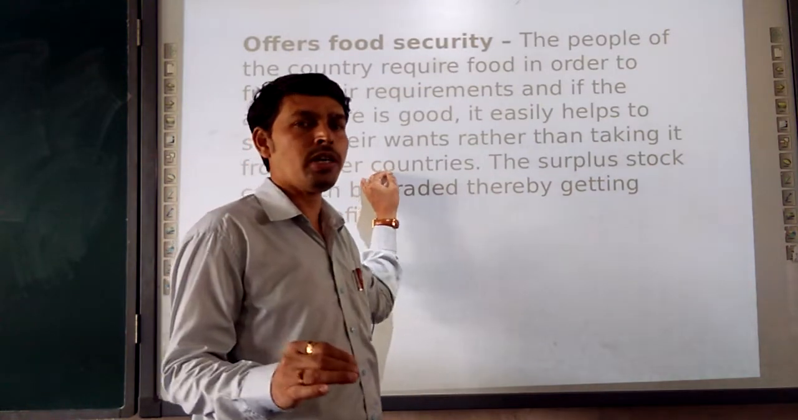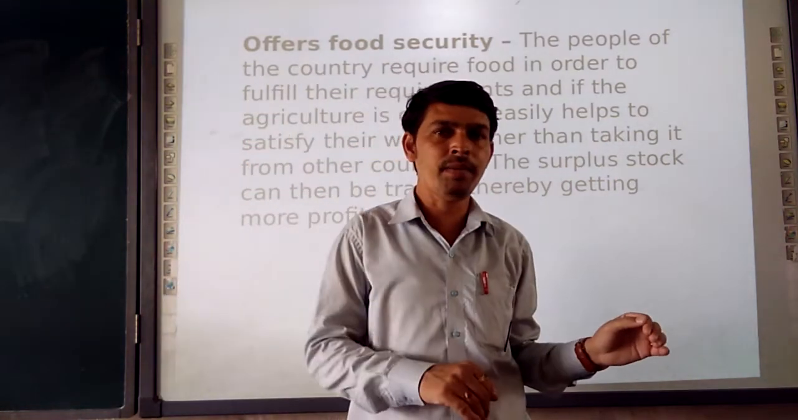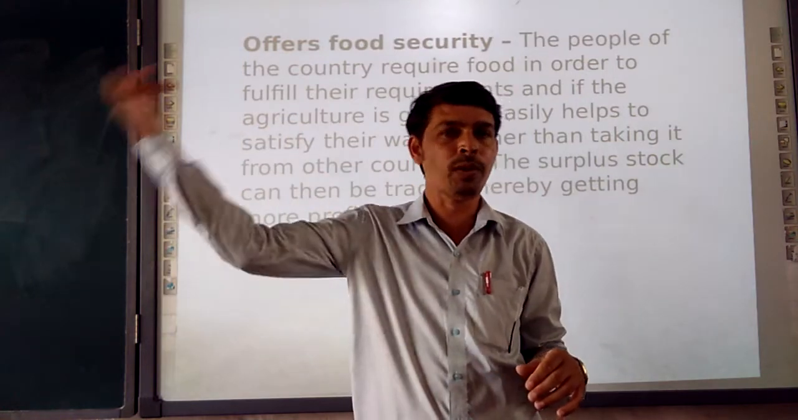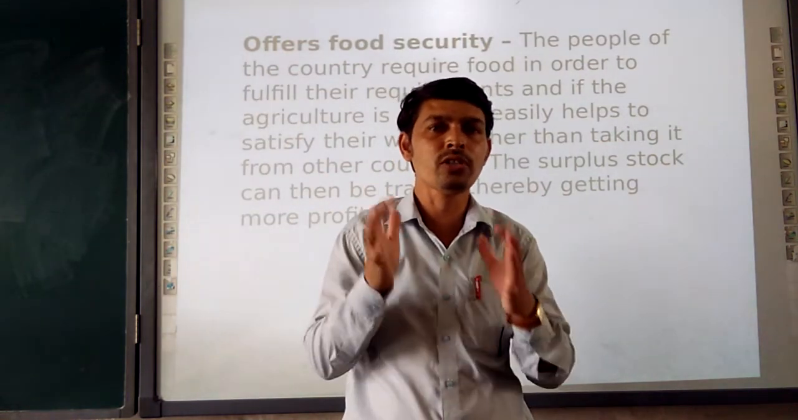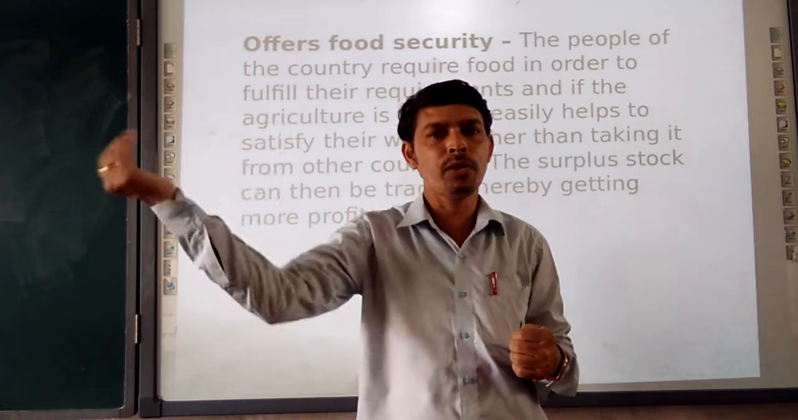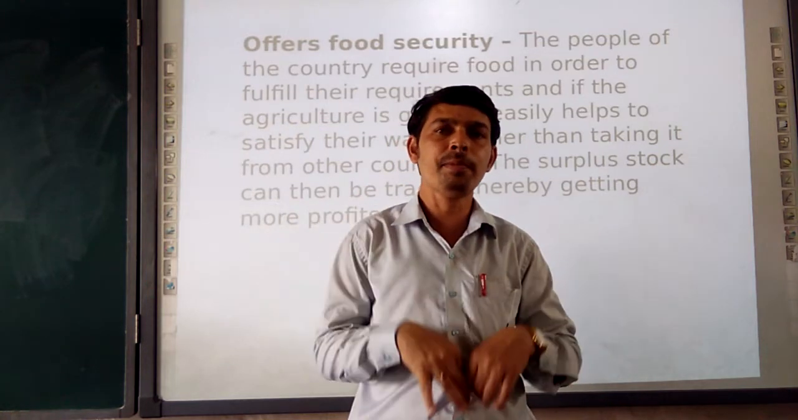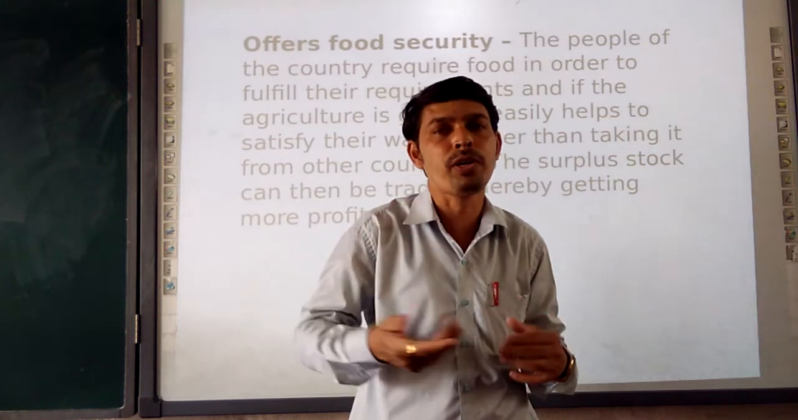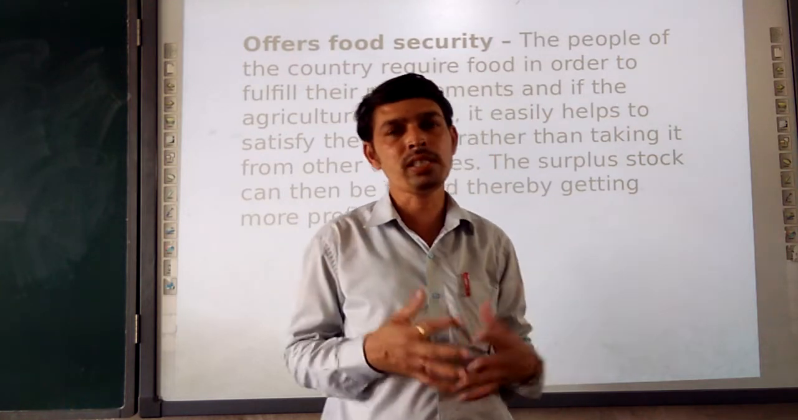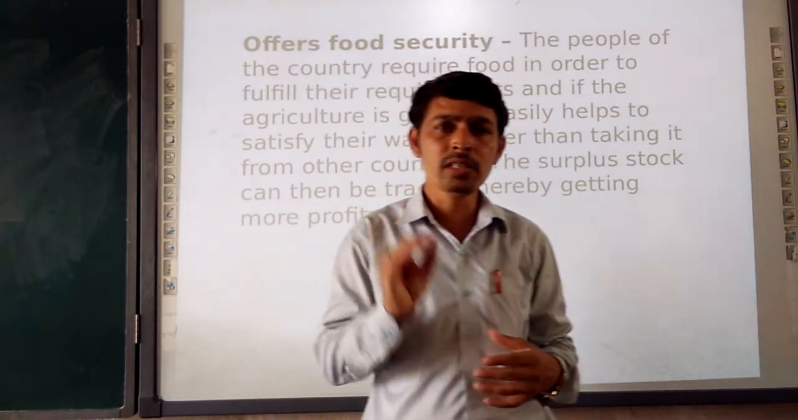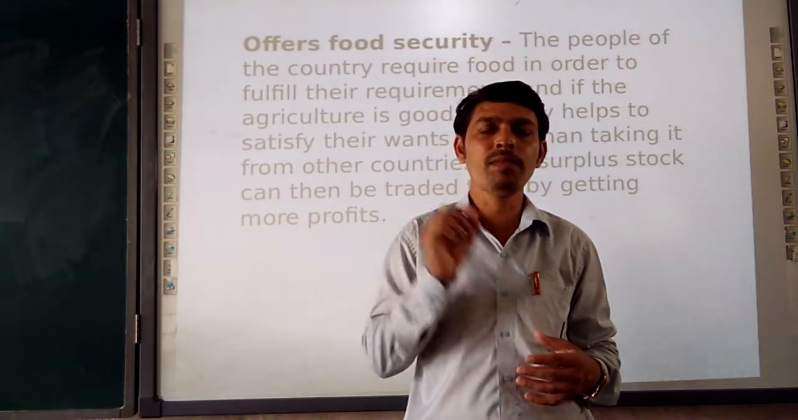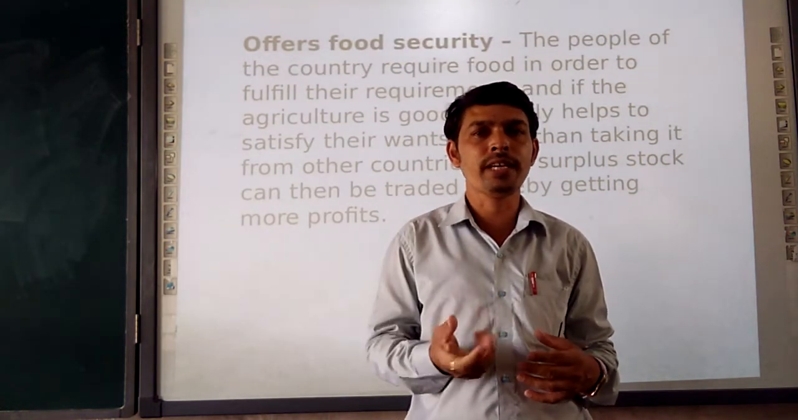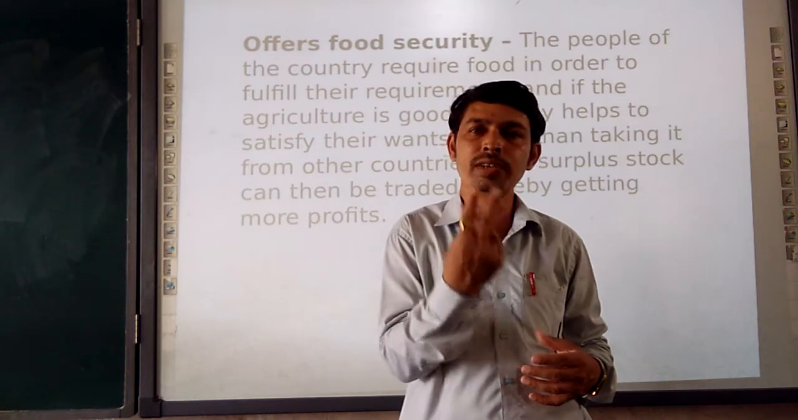Suppose if we have a shortage of onions in our country, we import onions from another country. If we have a shortage of wheat grains, we import from there. But now we are producing that much. The farmer has a surplus product. And what is a surplus product? Suppose in 1 biga, the farmer used to produce food grain, and that food grain was 2 quintal.